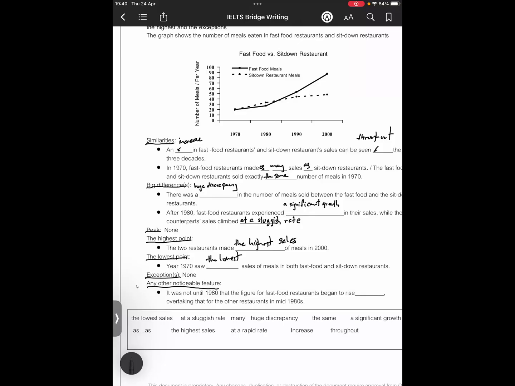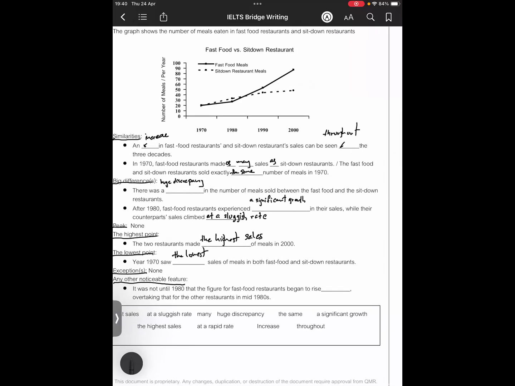As for the exceptions, there's no exception. As for any other noticeable figure, it says it was not until 1980 that the figure for fast food restaurants began to rise. What? Began to rise at a rapid rate.